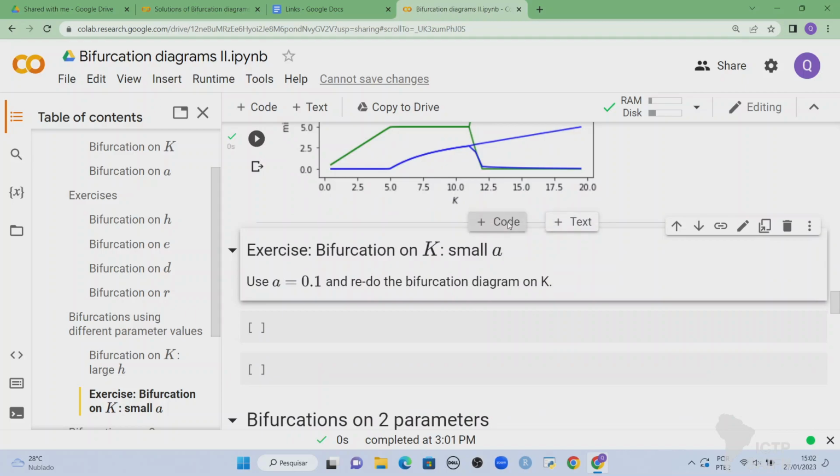So now the next exercise for you is to do the same differentiation on k here, but now for small a, okay? For small a. Can you do this quickly? Come on, 5 minutes.